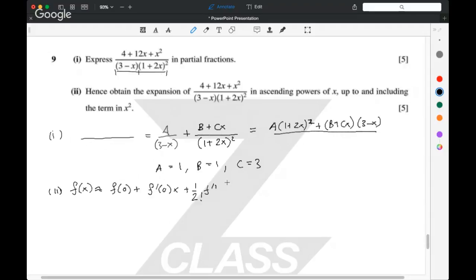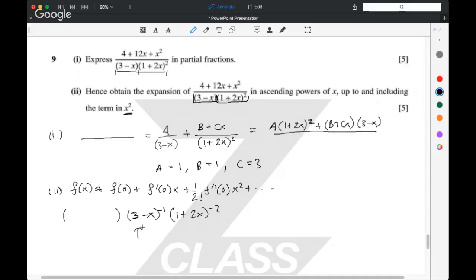So f prime prime evaluated at 0, x squared plus and so on. And here the things we are expanding are the things in the denominator. You can do it in a bunch of ways, but let's just keep the thing in the numerator, and then we have our expansion of (3 minus x) to the minus 1, and our expansion of (1 plus 2x) to the minus 2. So you crunch, so that you want things up to the terms in x squared.